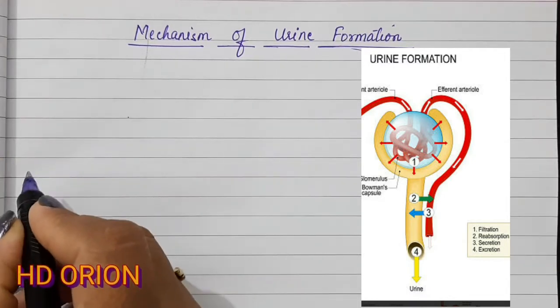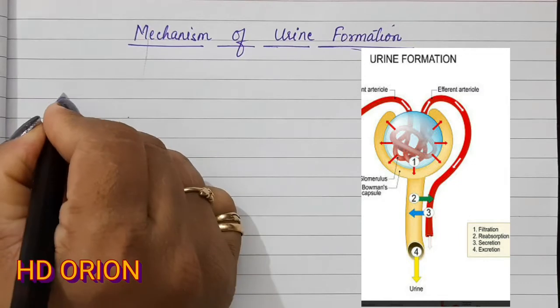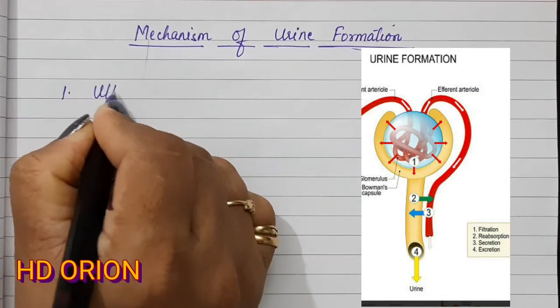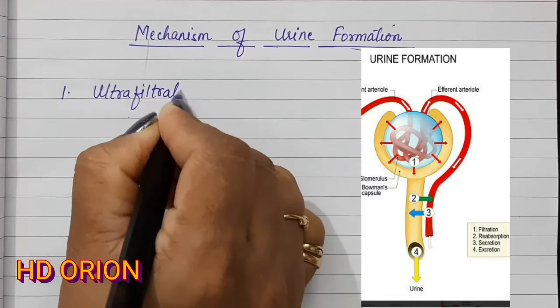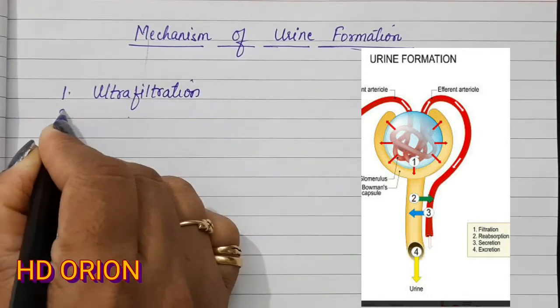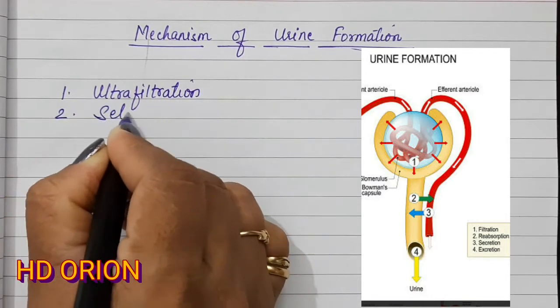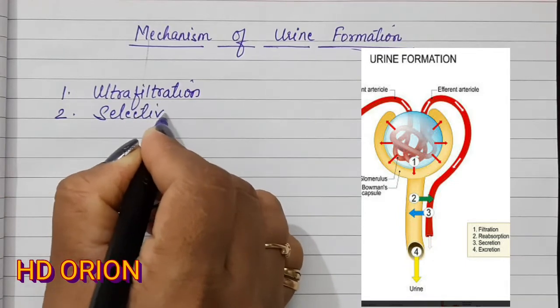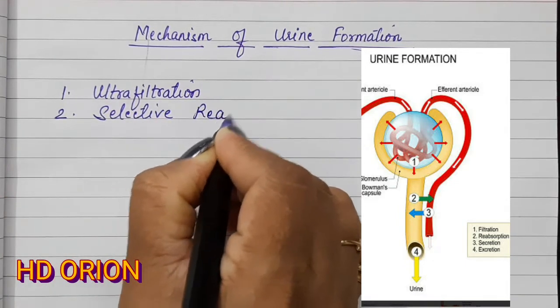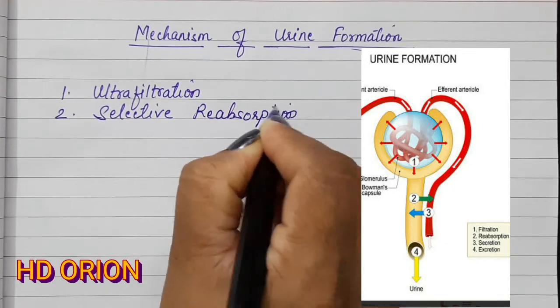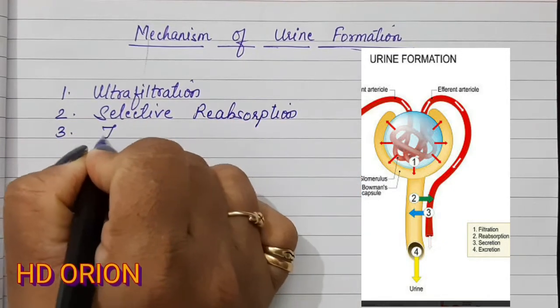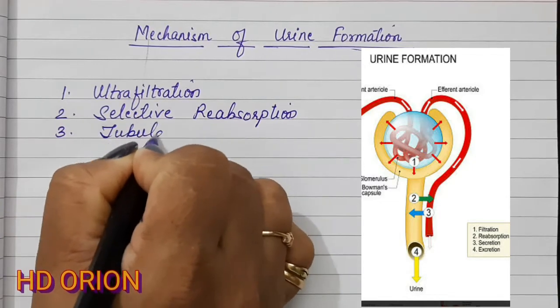Urine is formed as a result of three main steps. The first step is ultrafiltration. The second step is selective reabsorption. And the third step is tubular secretion.